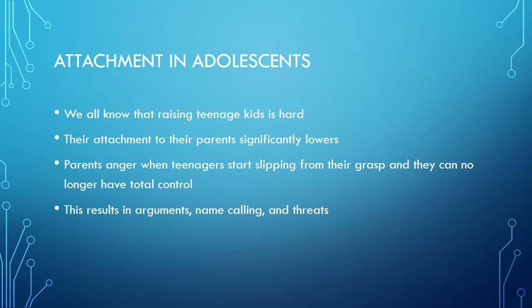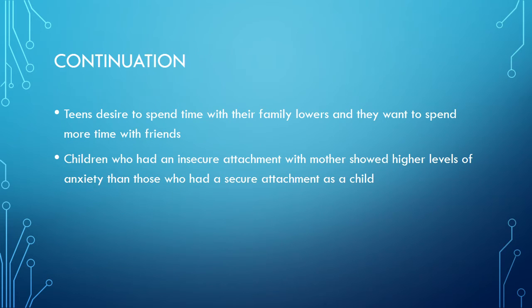Attachment in adolescence. We all know that raising teenage kids is hard. Their attachment to their parents significantly lowers. Parents get angry when teenagers start slipping from their grasp and they can no longer have total control. This results in arguments, name-calling, and threats. Teens' desire to spend time with their family lowers, and they want to spend more time with friends.